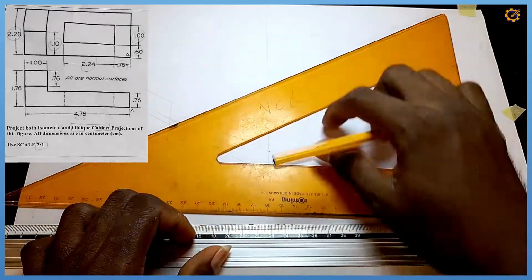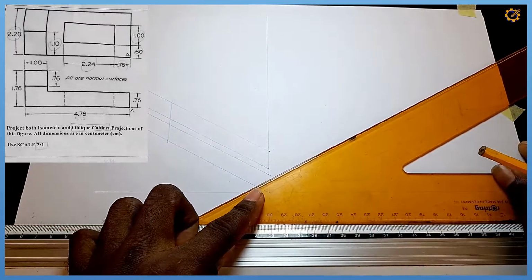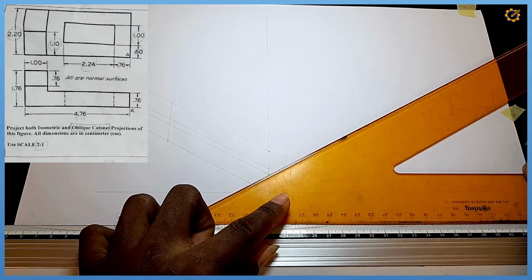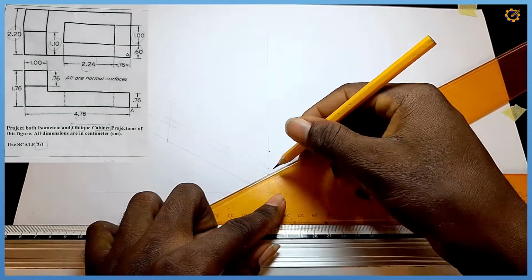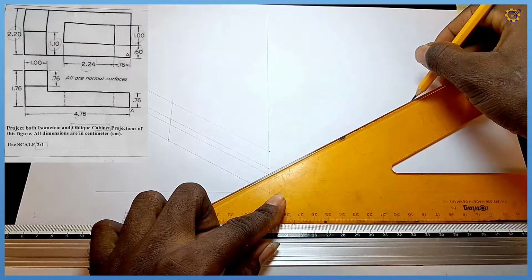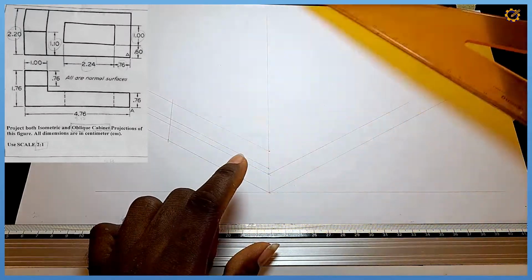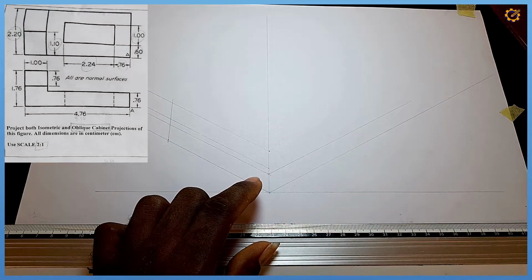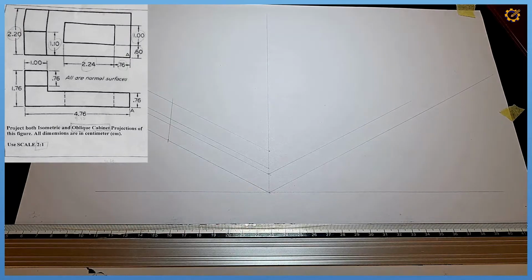Facing this direction also, I'm going to project this bottom part here, like this. Ensure you draw them faintly. First of all, draw them faintly. Alright, so now, what is the next procedure?